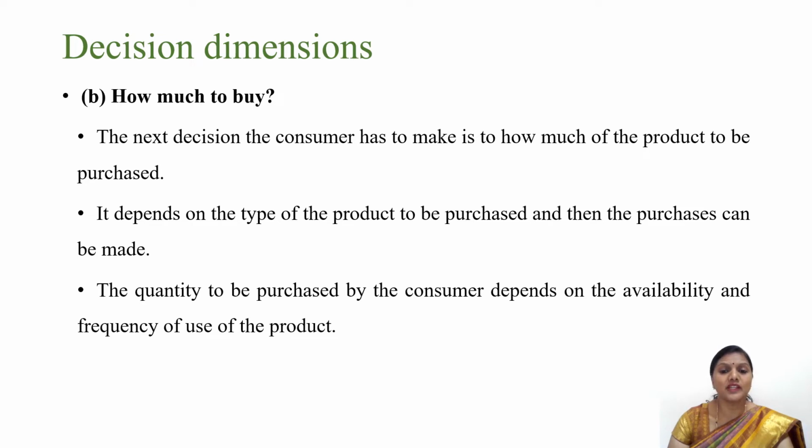So how much to buy depends on the availability of the product, frequency of use of the product, and there are so many other factors which will influence how much the consumer is able to buy. For example, money also, that is income, how much income he has got in his hand. Okay.